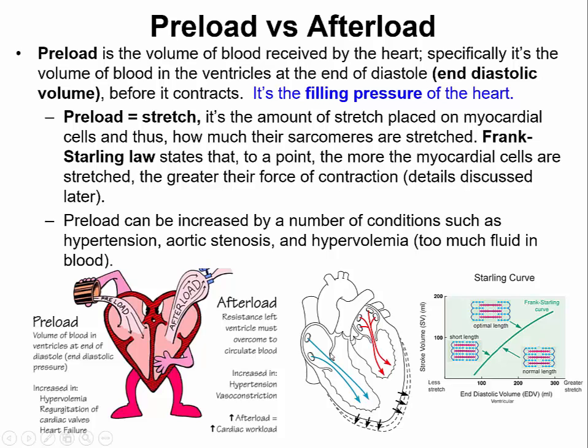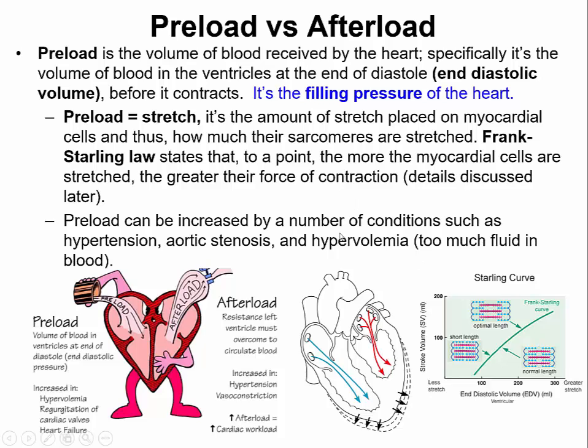Because when the heart fills with more blood, those sarcomeres in the myocardial cells stretch. Then the thick and thin filaments become more optimal in their overlap, which gives a stronger contraction. The more blood the heart receives and fills, the greater the stretch on the myocardial cells, and the stronger they will contract, up to a point. Details of this will come later on, but knowing this will help you understand what preload is, because preload is a stretch. It's the amount of volume of blood that goes in there. And the greater the amount of blood that goes in, the stronger the heart is going to contract.